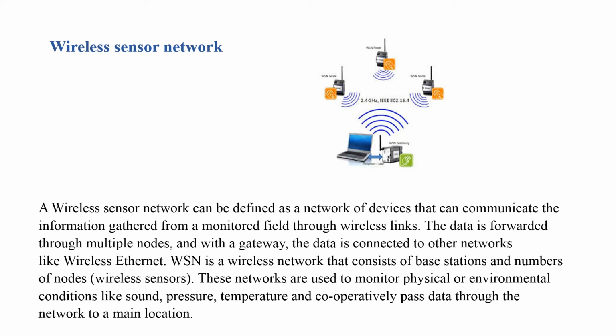These networks are used to monitor physical or environmental conditions like sound, pressure, temperature, and cooperatively pass data through the network to a main location. There are several types of wireless sensor networks: terrestrial wireless sensor networks, underground wireless sensor networks, underwater wireless sensor networks, multimedia wireless sensor networks, as well as mobile wireless sensor networks.